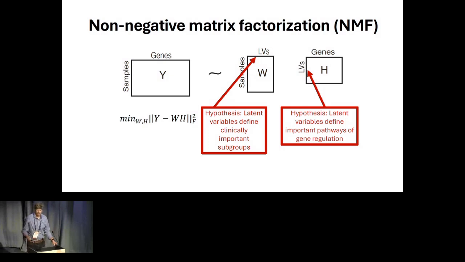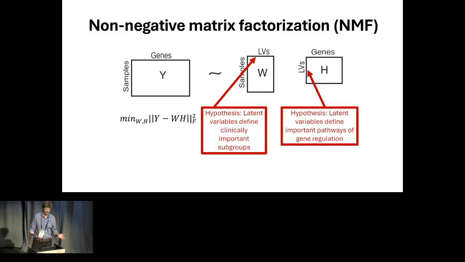So this is an unsupervised approach where the main idea is to develop these two decomposed matrices that are additive, and we minimize the reconstruction error. And then the hypothesis is that we can then interrogate those to identify these latent variables that may identify clinically important subgroups or latent variables that identify important pathways of gene regulation.